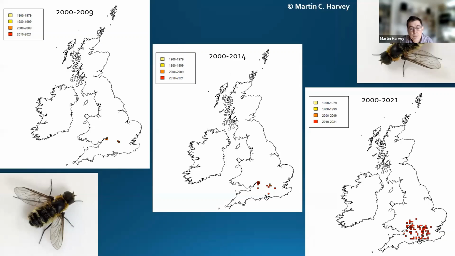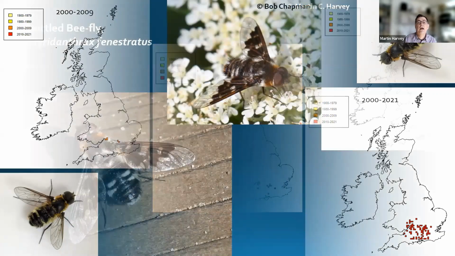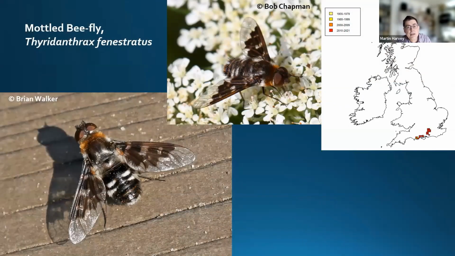Okay, so that's an example of the villa bee flies. We've got a couple more types of bee fly to look at. The next one is the mottled bee fly, Thyridanthrax fenestratus. The fenestratus part of its name refers to windows. That's from the Latin for windows, and it has these wings with dark markings on them with little transparent windows in the middle of the dark markings.